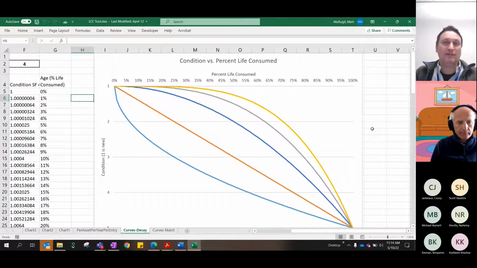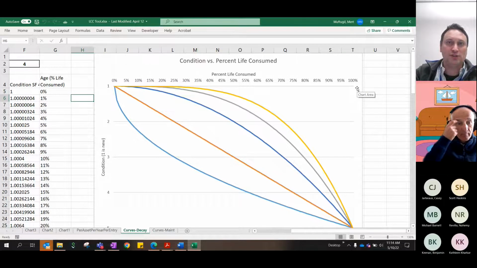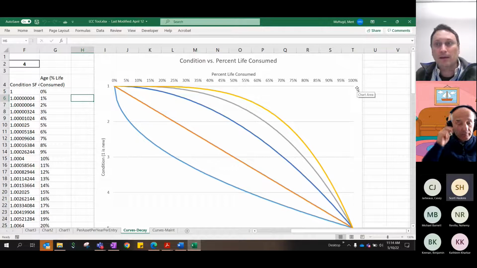It's just that they have different life expectancies, but their percent life consumed at condition rating 2 basically follows the same curve shape. That way, we don't have to have a separate curve for an asset that has a 70-year life and then another one for an asset that follows the same shape but has an 80-year life. So we just use the percentage. I hope that makes sense.